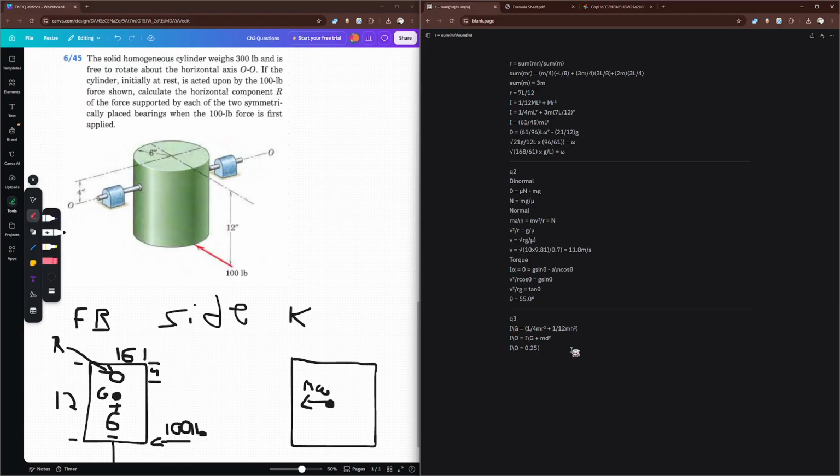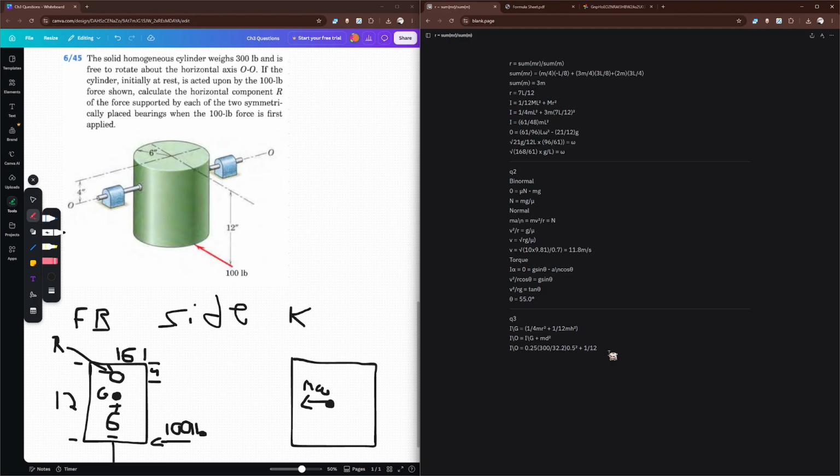0.25, so a quarter. M is 300 over 32.2. R squared, we need to convert it to feet. So 6 inches to a foot is a half. So 0.5 squared. That's the first term. Plus, so 1 over 12.